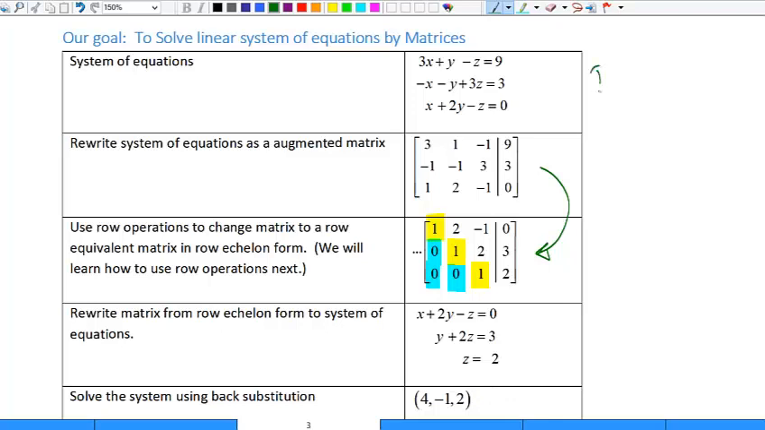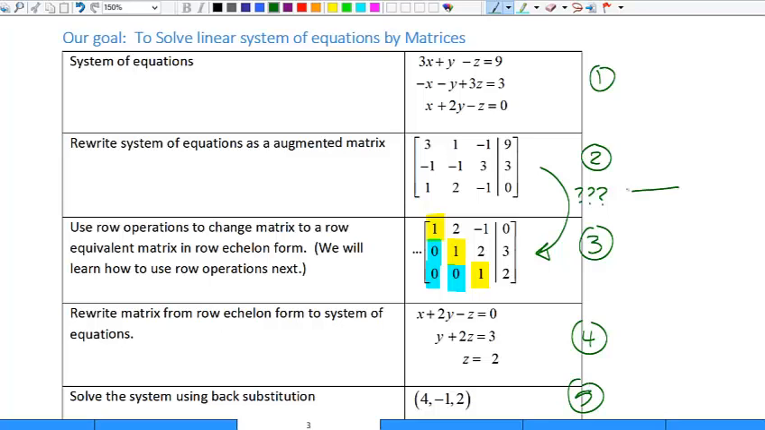Step 1, start out as an equation. Step 2, augment a matrix. Step 3, which is the big question, how am I going to get my matrix to look like a row echelon matrix? Again, we're going to get there. That's the part we're going to cover next. Once I have it in row echelon form, I can rewrite it as a system of equations, then back substitute to solve. That's the big picture of where we're going with this.